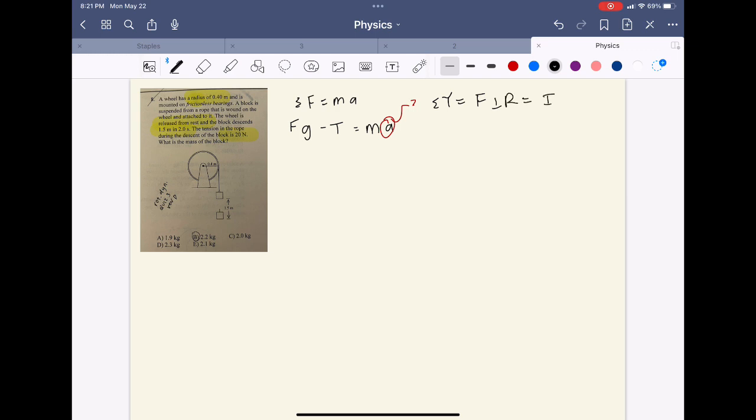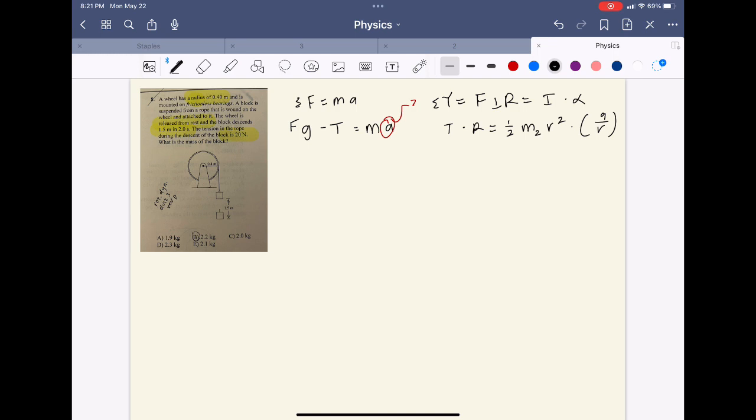So I have the sigma torque is equal to F times a perpendicular radius is equal to I times alpha. So our F is going to be our tension times our radius is equal to, and then we can rewrite our moment of inertia as 1/2 M2 R squared, where M2 is the mass of the pulley, and then I just changed alpha to A over R.